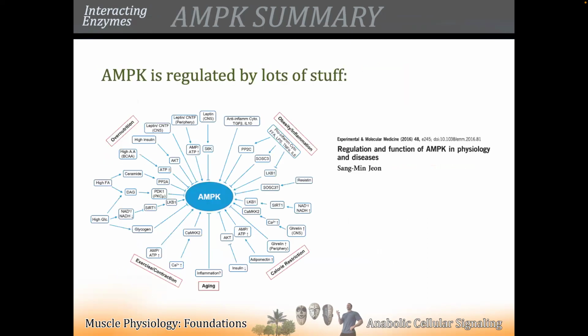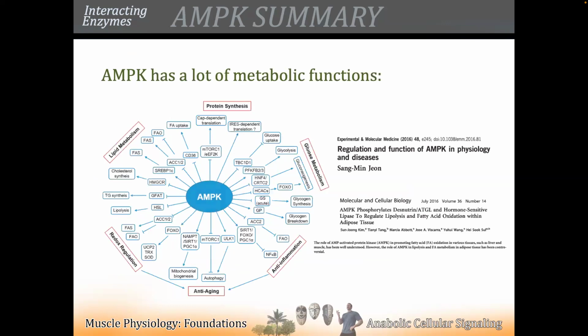Now remember that AMPK is the major enzymatic enemy of anabolism. And just like mTOR, AMPK has comprehensive regulatory pathways. So this is just a glimpse at some of those pathways, things that either activate or inhibit AMPK. And then this is a look at what AMPK is doing once it's turned on. There's lots of categories: fat metabolism, carbohydrate metabolism, protein metabolism.